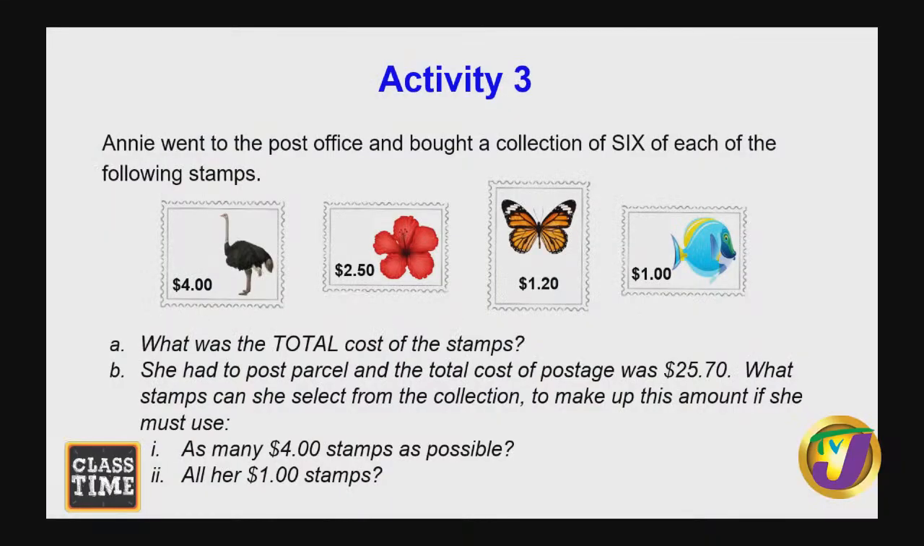Now, part A asks us, so she bought 6 of each of these stamps, and we're being asked to find the total cost of the stamps. And then we're told she has to post a parcel now. The total cost for postage is $25.70. And we're being asked, what stamps can she select from the collection to make up this amount if she must use as many $4 stamps as possible? We're going to explore that in and of itself.